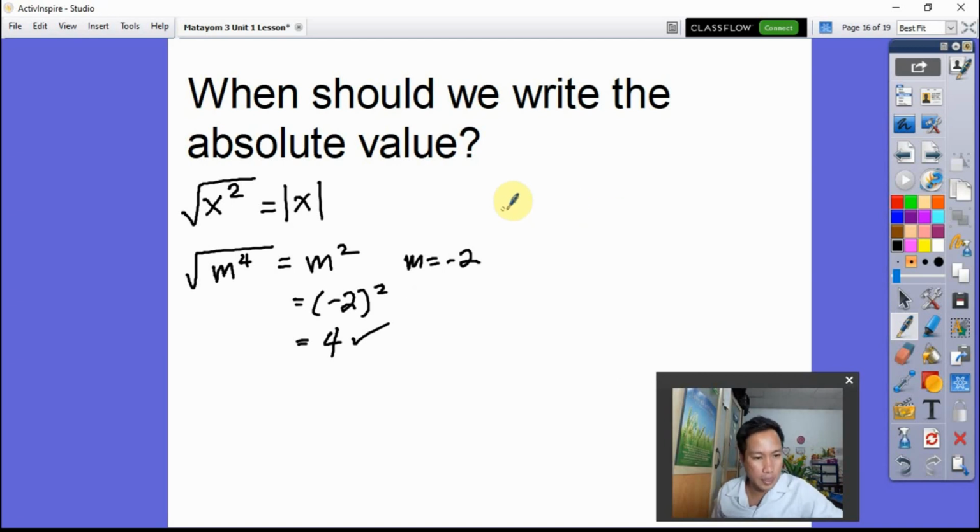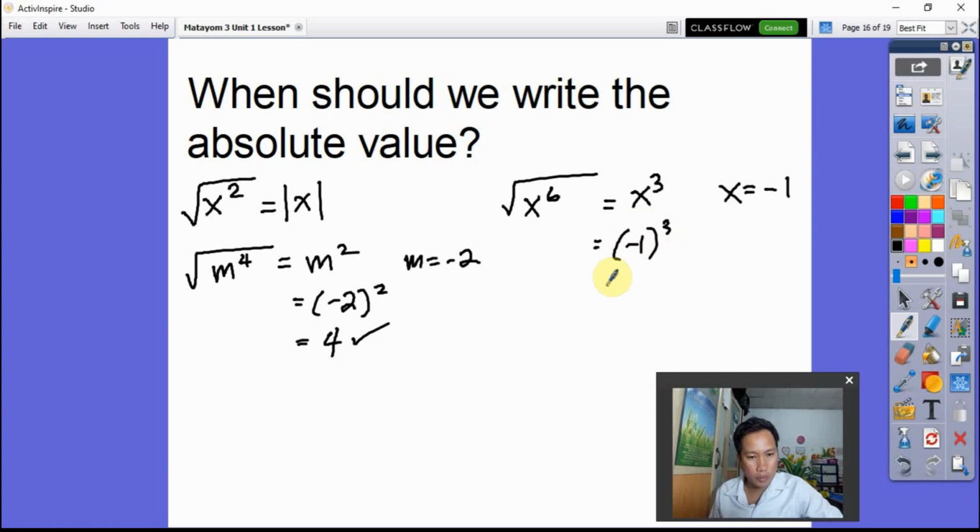Now let's say for example you have x to the power of 6, and then you will have x to the power of 3. Now let's say for example your x is equal to -1. So -1 to the power of 3 is -1. Oh no, so this is wrong. So this is the time that you have to put the absolute value symbol.